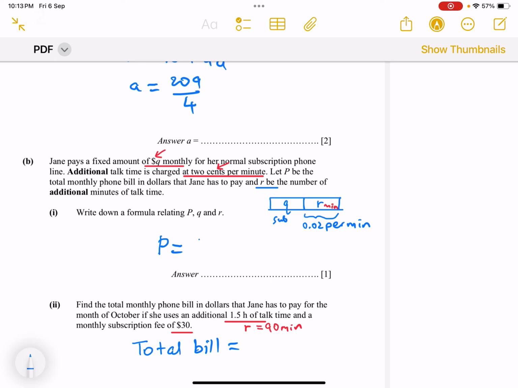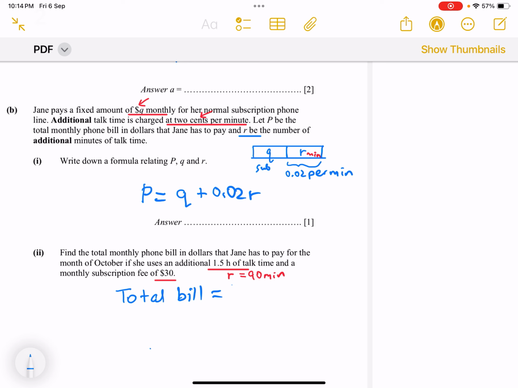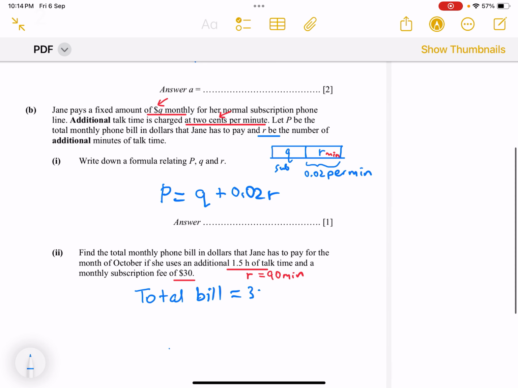So therefore the payment will be Q plus 0.02 times R. And if the subscription fee is 30, then it's 0.02 and R is 90 minutes. 1.5 hours is 90 minutes, and that works out to be $31.80.